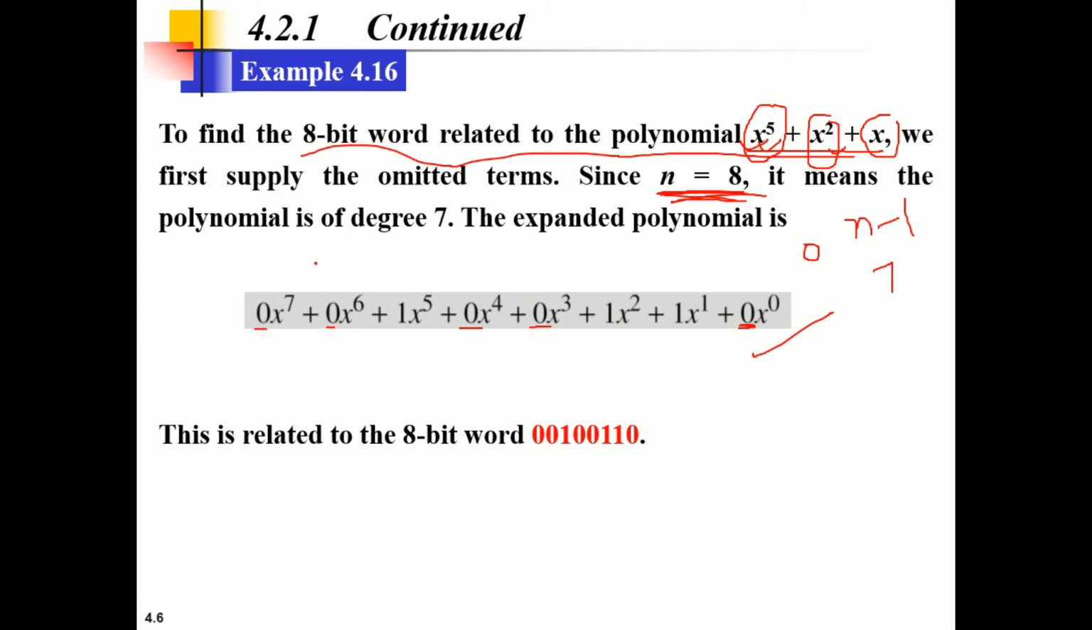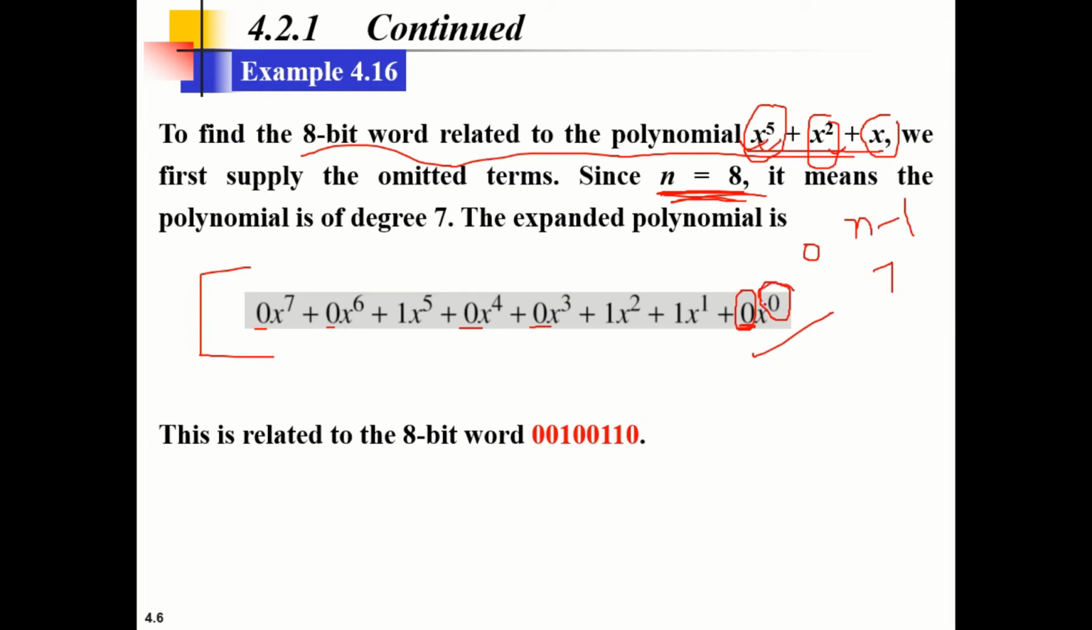Okay, so now we have this polynomial form. Now we can create the word out of it. Now in the word, what will we be doing? We'll be using this power for checking out the position of the bit, and we'll be using this coefficient for checking out the value of the bit.